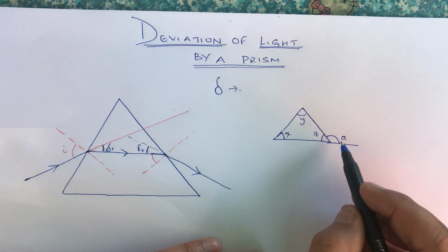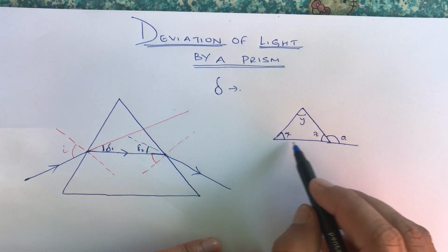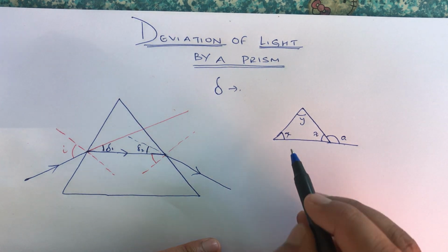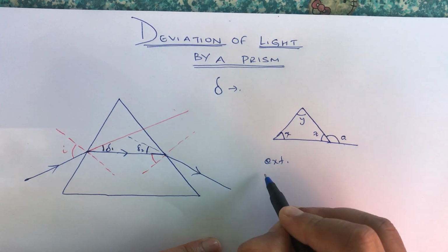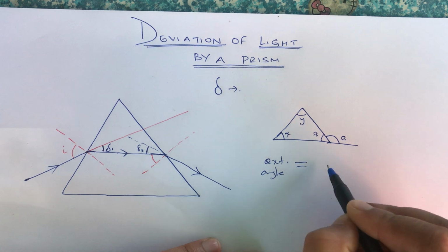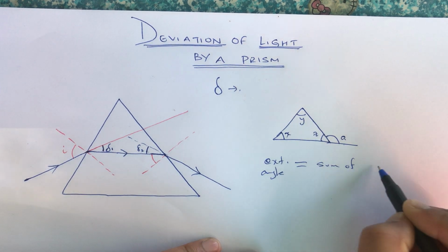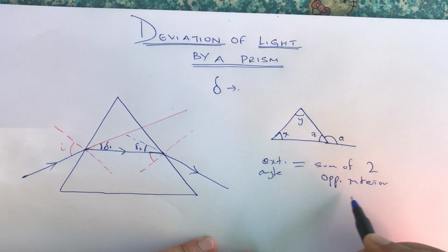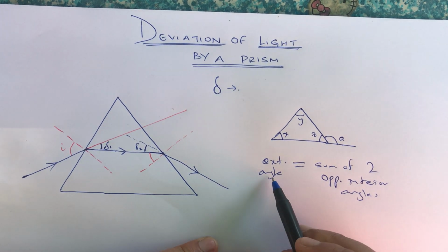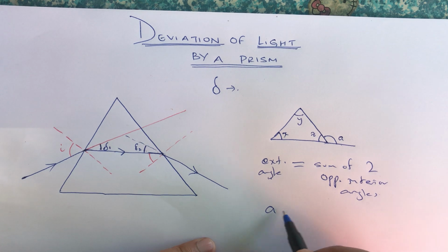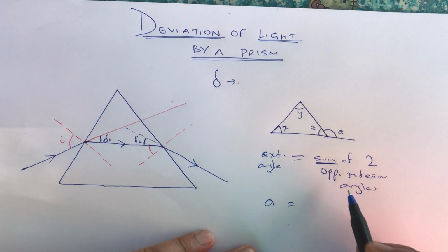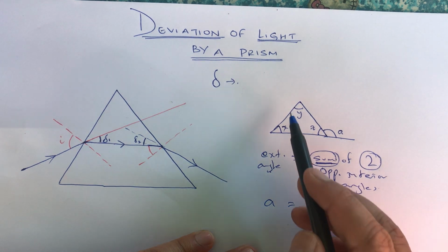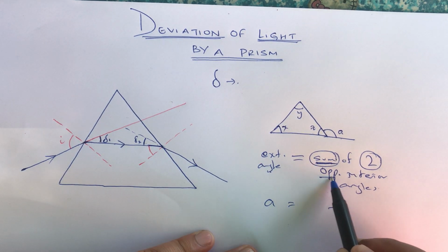Now there is a relationship between the exterior angle and the interior angles, not all of them, but a certain relation with certain angles. So the exterior angle is always equal to the sum of the two opposite interior angles. Now what does that mean? There is only one exterior angle, that is a, and it is equal to the sum of, sum means addition. Whose sum? Over here we have three angles, but it clearly says two opposite interior angles.